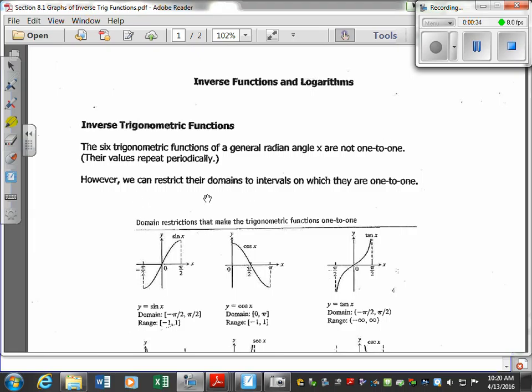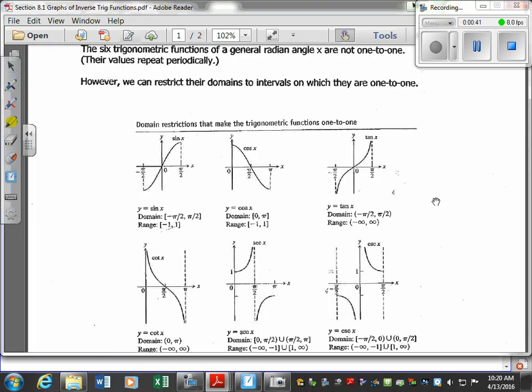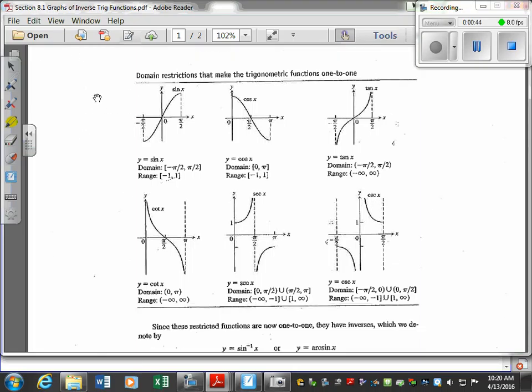However, if we're willing to restrict their domains to intervals on which they are one-to-one, then we can find out some more information about these. So the first thing we're going to spend some time on is talking about the domain restrictions that make trig functions one-to-one. So we're going to be limited to a region in which they're one-to-one, and we're going to talk about those. So basically, your domain in this case for sine of x is going to be negative pi halves to positive pi halves. For y equals cosine of x, the domain is going to be from 0 to pi.